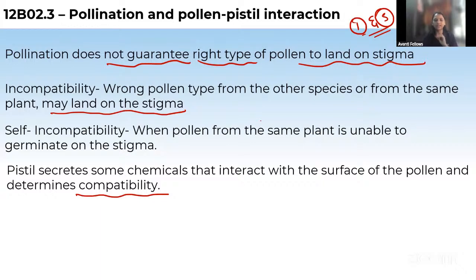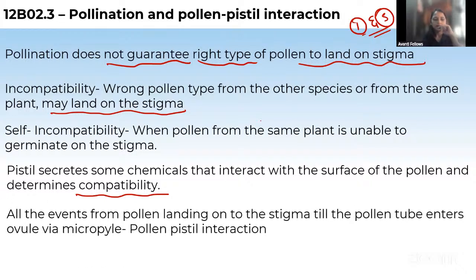Okay. It will check whether that pollen grain is from the same species or not. If it's from the same species, it will produce some chemicals. Then if it is correct, only then will the compatibility happen. Then only is it going to produce the pollen tube. Otherwise, it is not going to form the pollen tube, right? Yes. So this is called the pollen and pistil interaction. Okay. Very good, Larti.